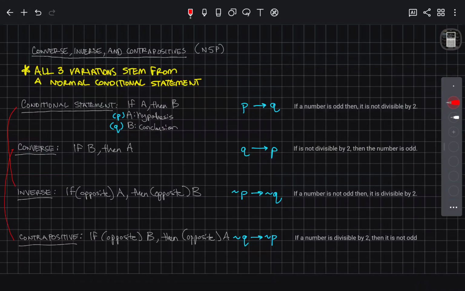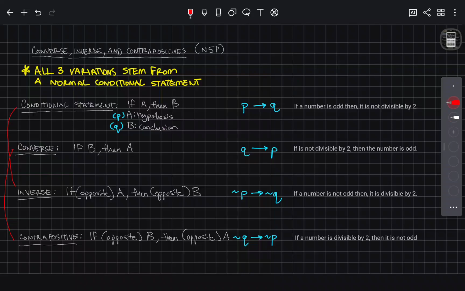Now the contrapositive is going to be the opposite of whatever B and A were. If I like eating candy, then I like eating sweets. Contrapositive: if I don't like eating candy, then I don't like eating sweets.